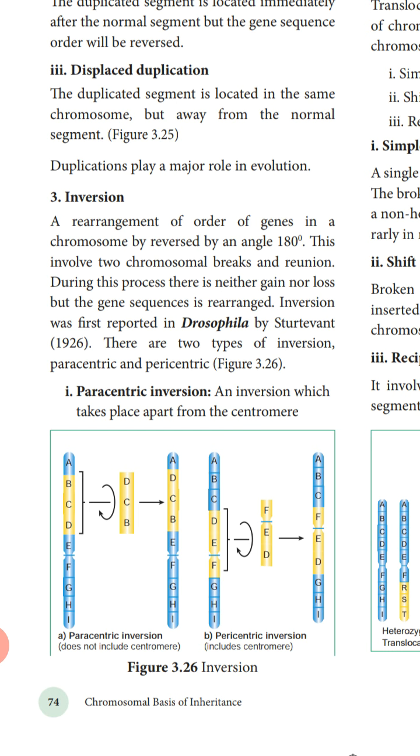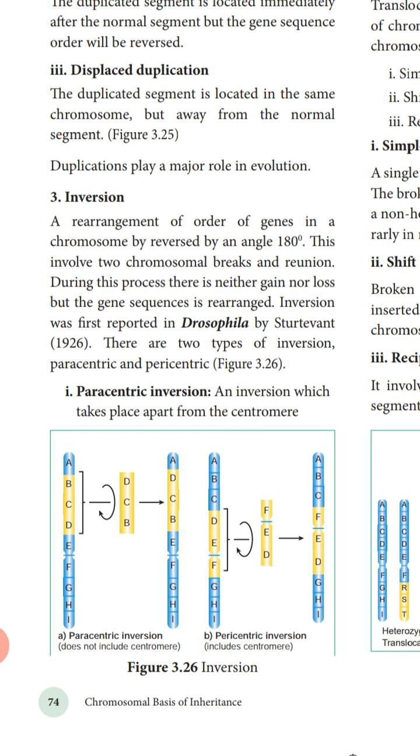So here what is happening? The centromere is also changing its position with the inverted segment. This is called pericentric inversion. So inversion, we have studied, is the rearrangement of the order of genes in a chromosome by an angle of 180 degrees. So here it is taking place in two ways: paracentric inversion and pericentric inversion.